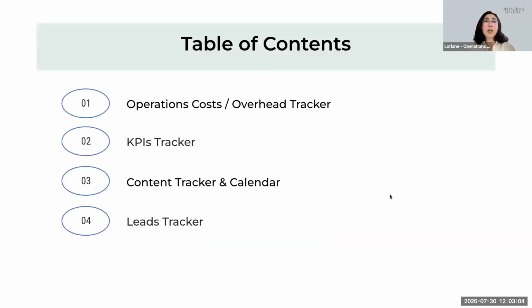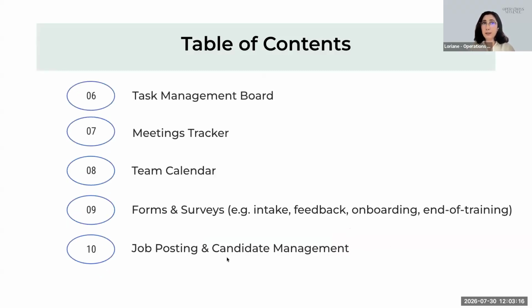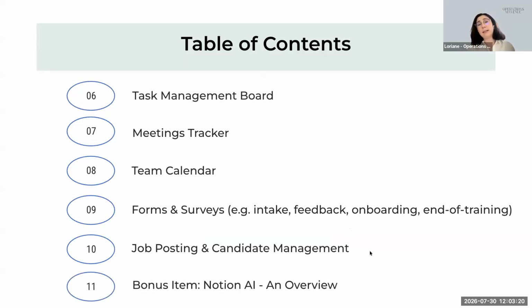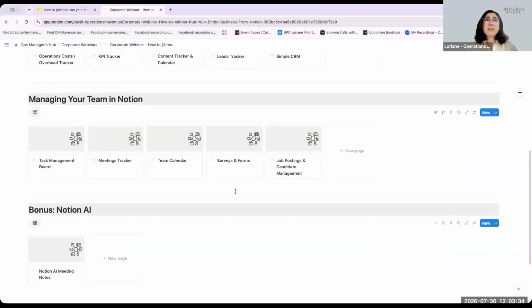I'll go quickly over our table of contents here and what we're going to be covering today. The first part is going to be how to manage your business in Notion. Those first 5 items are going to be covering that. And then we'll move on to managing your team, which are the next 5 items. And if time allows, we'll have a bonus item, and this will be me going over one of Notion AI's functionalities, which is really popular and a lot of people have questions on. So without further ado, let's head to Notion as promised.